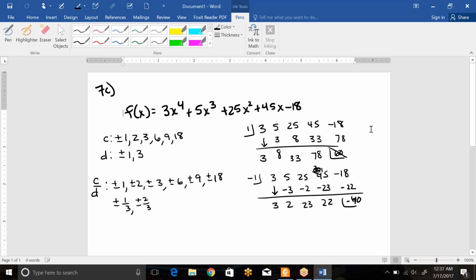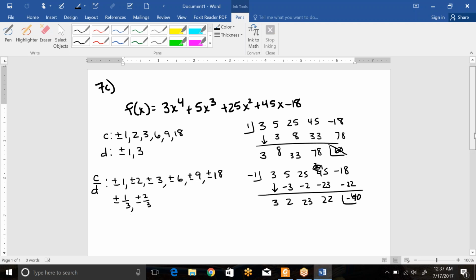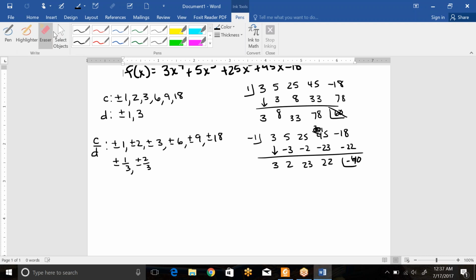Okay, so we're going to try 2 and -2 next. Actually, I'm going to try -2 first because the -1 got us closer to 0 than +1 did. It's just a little trick I like to try when I'm trying to eliminate things quicker.